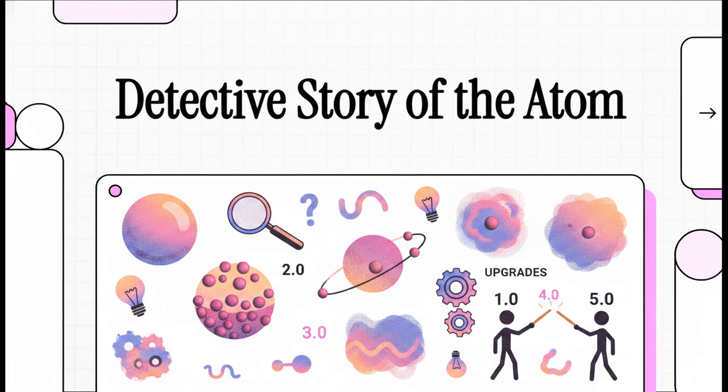Think about it for a second. An atom is completely invisible to the naked eye. So how in the world do you figure out what's inside a locked box without ever actually opening it? Well, that is exactly the detective story we're diving into today. We're going to explore how brilliant minds use some truly incredible clues to map out an invisible world.